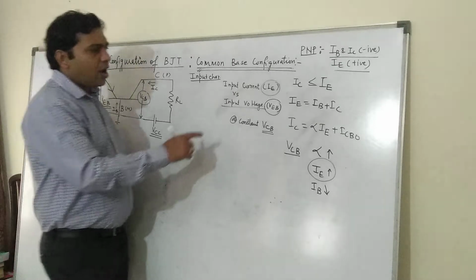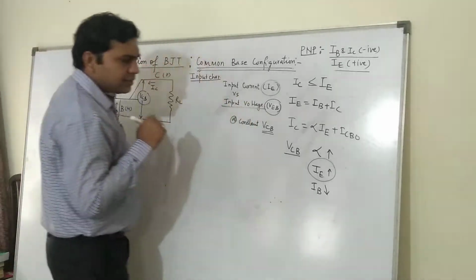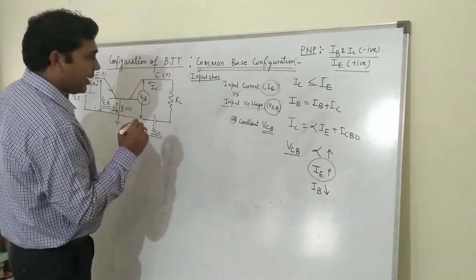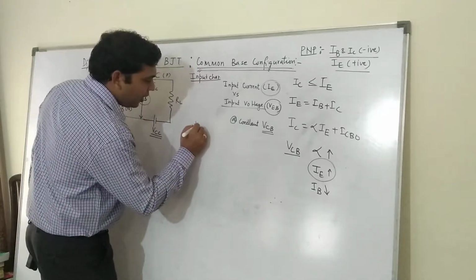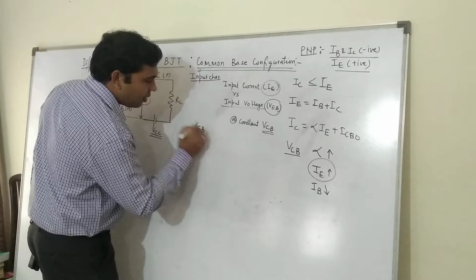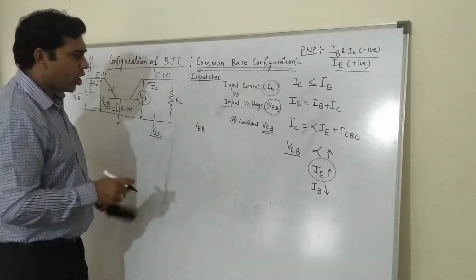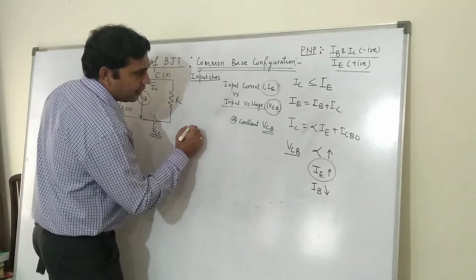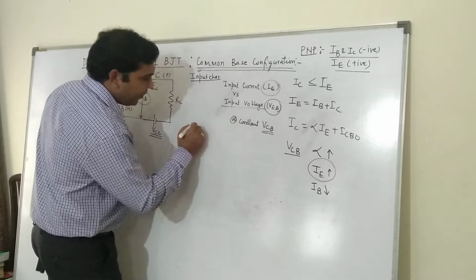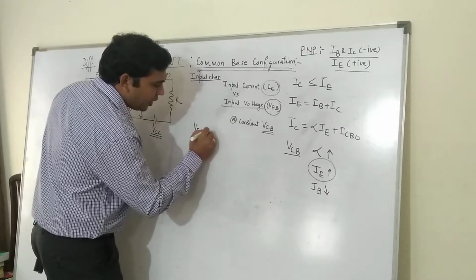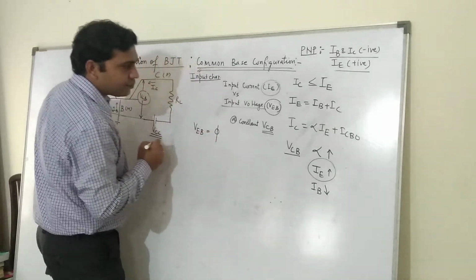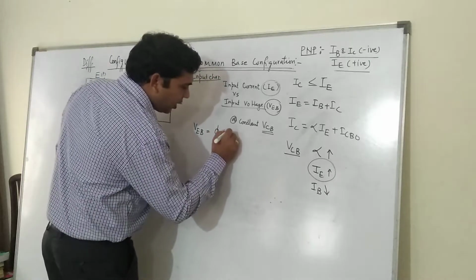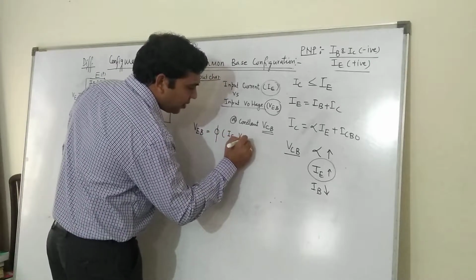Okay, so how can I write these things? I can write VEB is a function of IE and VCB.